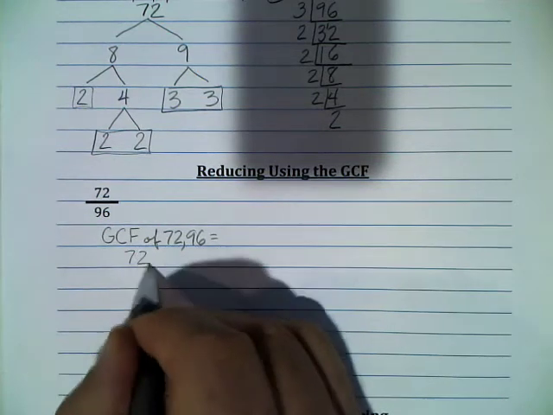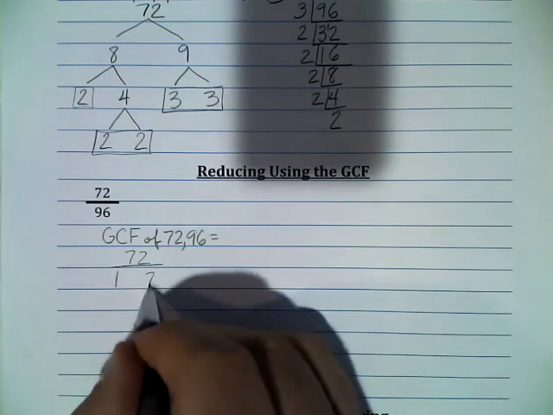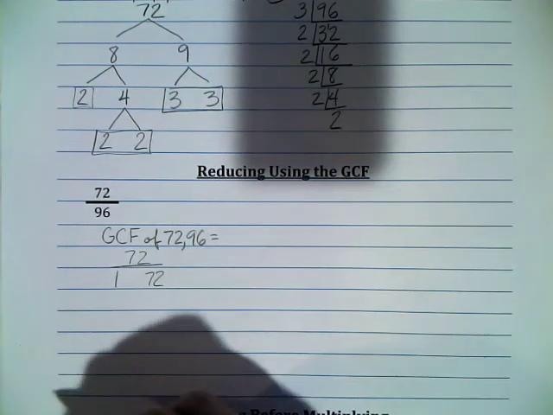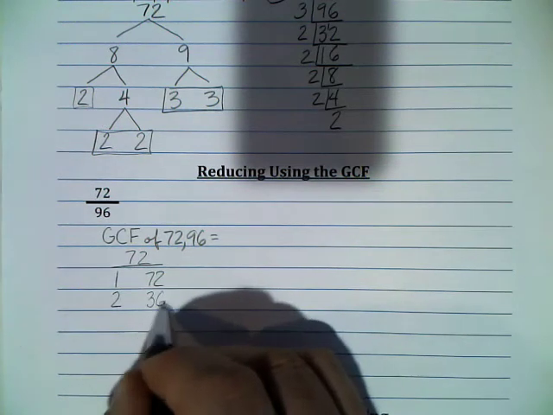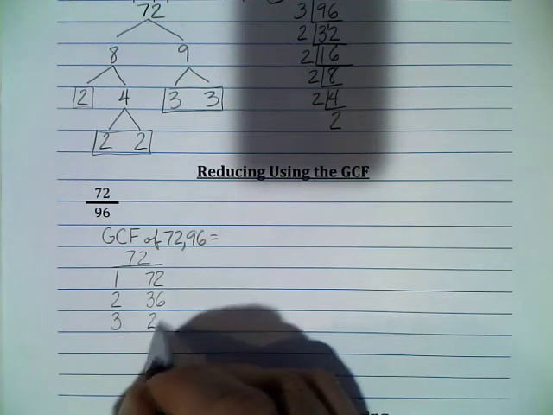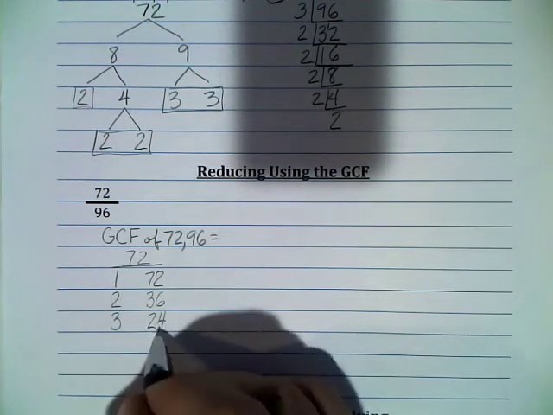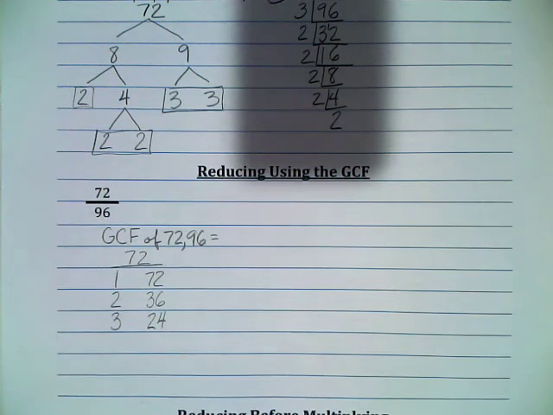So 72, and then we have the factors, 1 and 72. And then we start counting. Does 2 go into 72? Yes, it does, 36 times. Does 3 go into 72? Yes, actually, 3 days, 3 times 24 is 72 hours. 3 days is 72 hours.